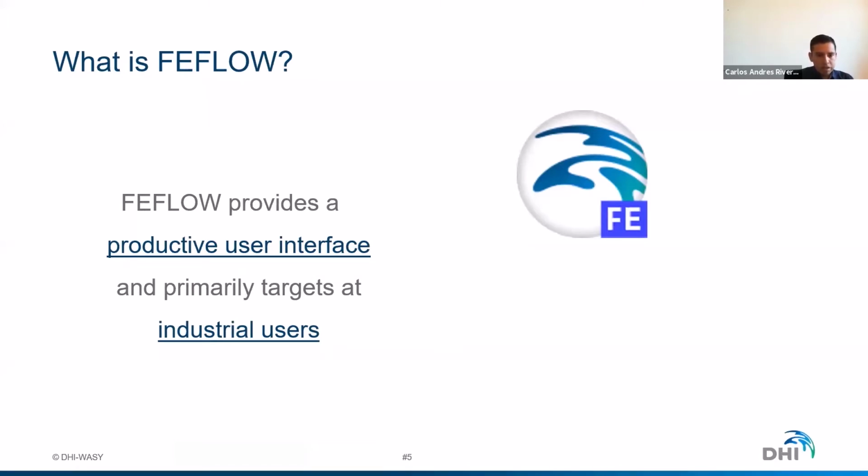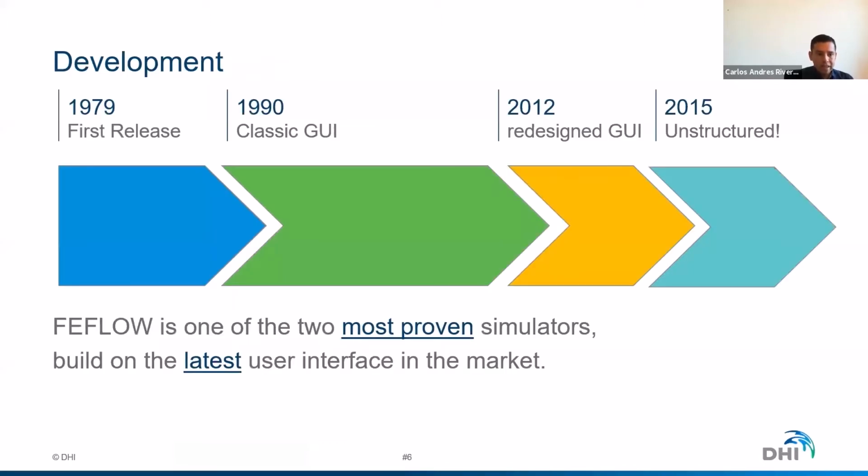The user interface is a productive interface, so it's really targeted to industrial users. The history of the software is really old, so we are doing this since the 1979s. This was the first release of the software, and then in the 90s we have the major commercial product that was FEFLOW Classic, so version 5, and then DHI continued redesigning and improving the software until today. In 2012 we made a very big improvement of the software by bringing the Qt interface for the graphics.